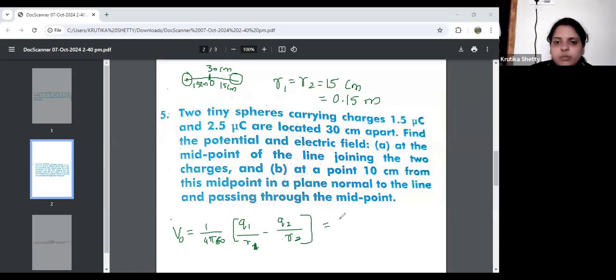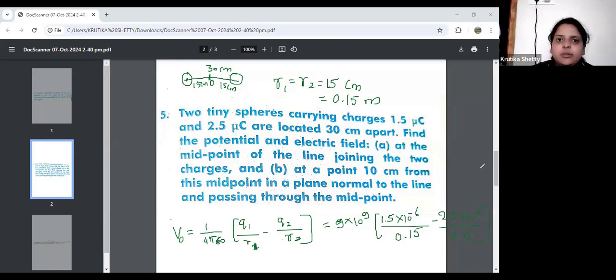This is equal to 1/4 pi epsilon naught, whose value is 9 into 10 raised to 9. Here one charge is 1.5 microcoulomb and the other is 2.5 microcoulomb. Micro means 10 to the power minus 6. So here it is 1.5 into 10 to the power of minus 6 divided by the distance 0.15, plus the other charge, 2.5 into 10 raised to minus 6 divided by 0.15.